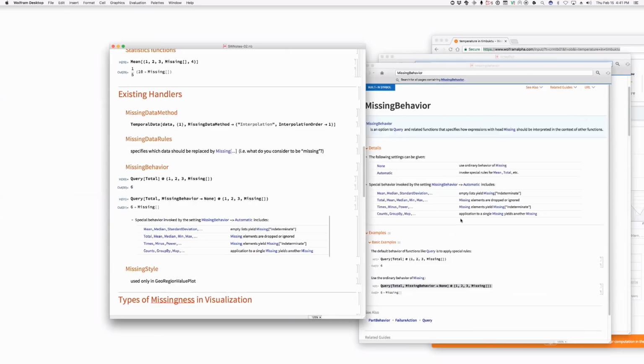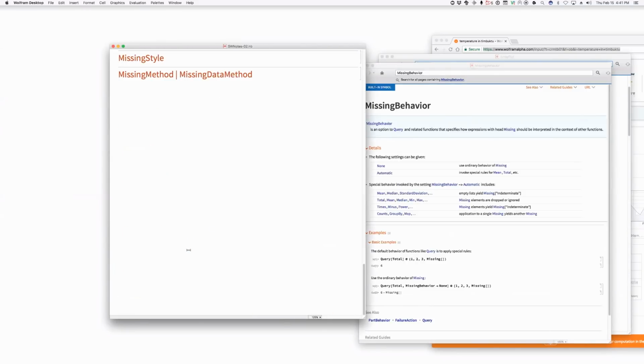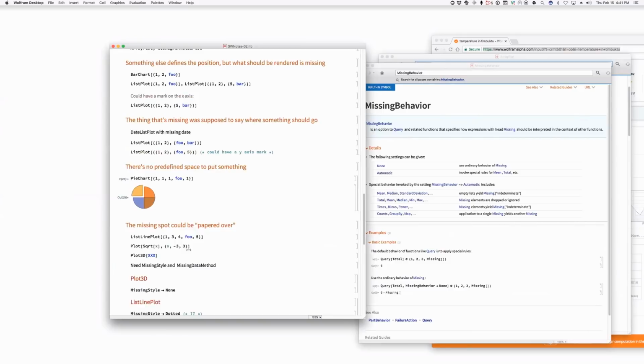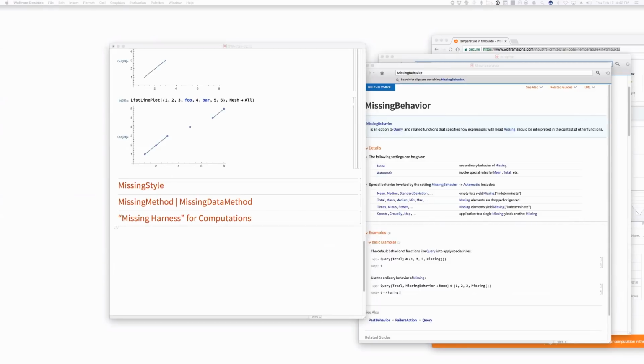But what this is doing is providing an outer wrapper for mean. This is like a missing harness, so to speak. So the concept there would be, what could we call it? We could call it a missing harness for computations, which means something like this. The case here is something like this.